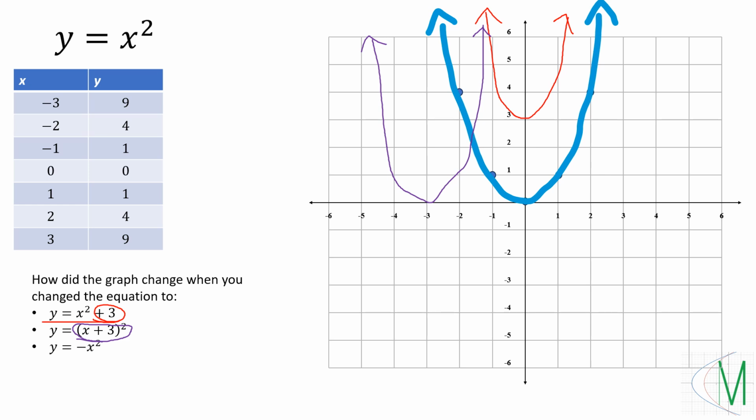Last but not least, what if I had negative x squared? If I have that negative sitting out in front of the x squared, that means I'm going to flip this graph over the x-axis. So I'm going to take this graph, and it's going to flip over the x, just like that. That's what the negative does.